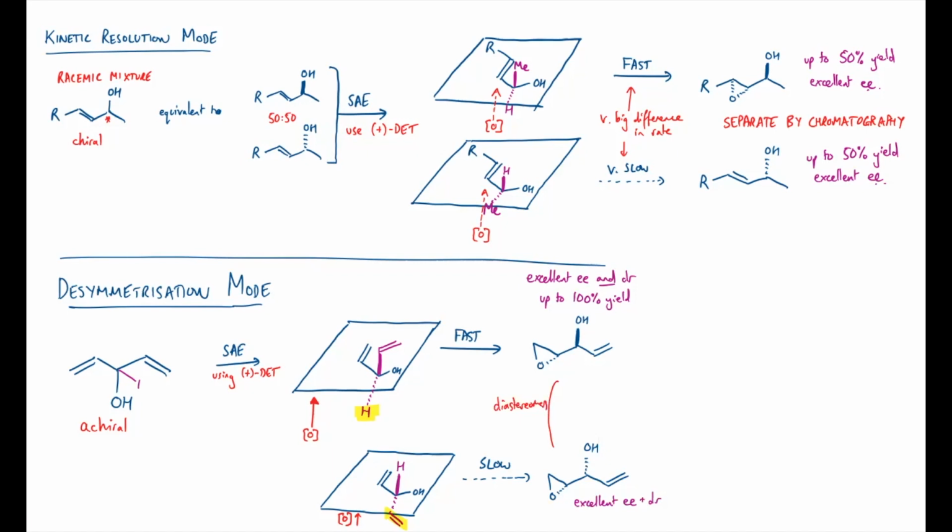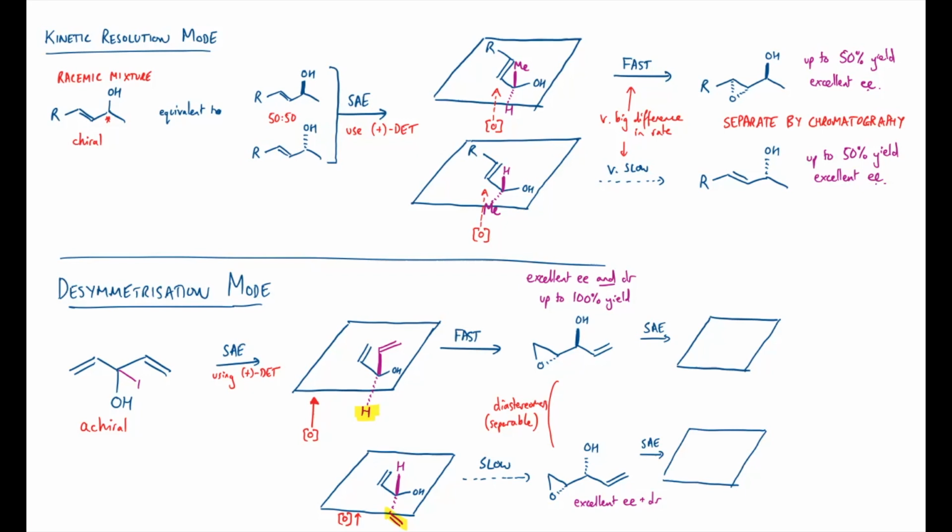Now that can be useful because it could mean that you could separate these on a column, but they're very similar in structure. And trust me, when you've tried to do this, they end up being spots very, very close to each other. So that's often a very tricky task. But there's actually a cunning extra feature to this reaction that means we often don't need to deal with this problem. And that's the fact that both of these are still allylic alcohols. So in principle, they're substrates for a further asymmetric epoxidation.